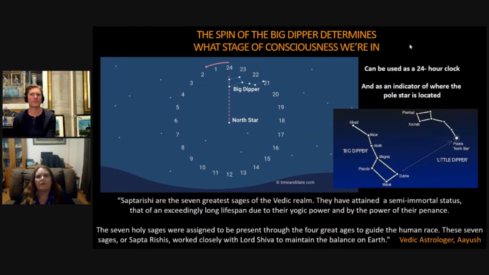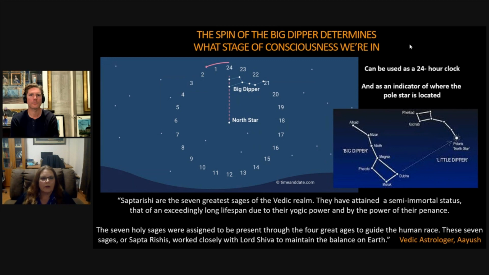So here we have this wonderful presentation that shows us how we can use the Big Dipper, which is Set, right? We can use it to tell time, what time is it if we look in the heavens. The ancients basically all over the world used the Big Dipper as a device for measuring time and space. You can see we've shown you the swastika sign that can be created by the relationship between the Big Dipper and the Little Dipper spinning in the circumpolar stars. And as I said, it can be used as a 24-hour clock and as an indicator of where the pole star is located.